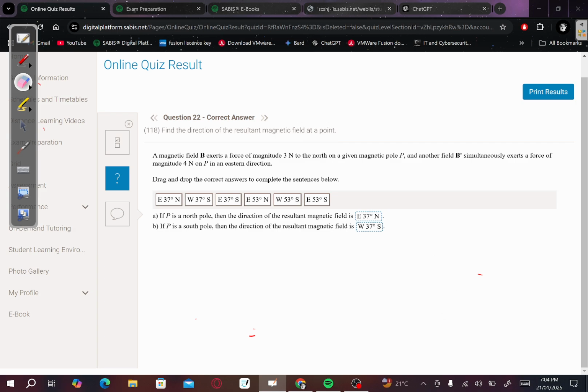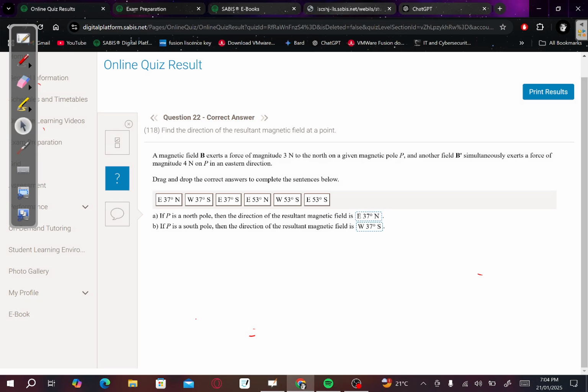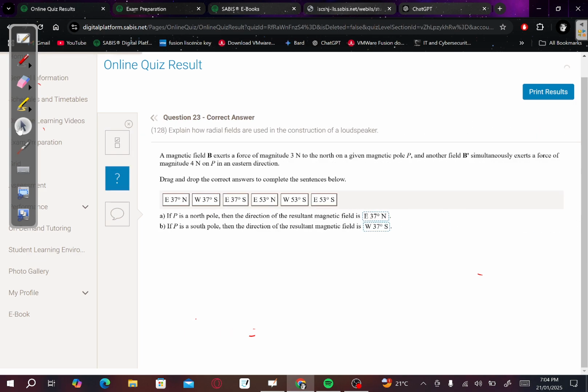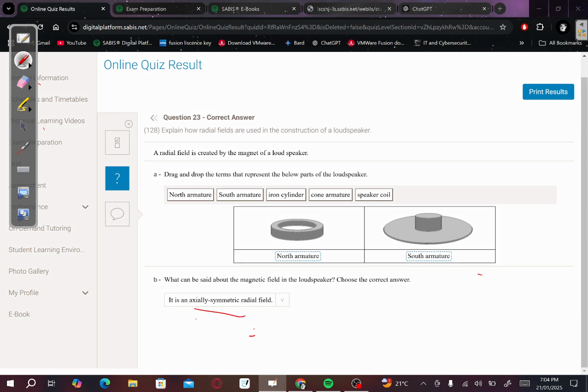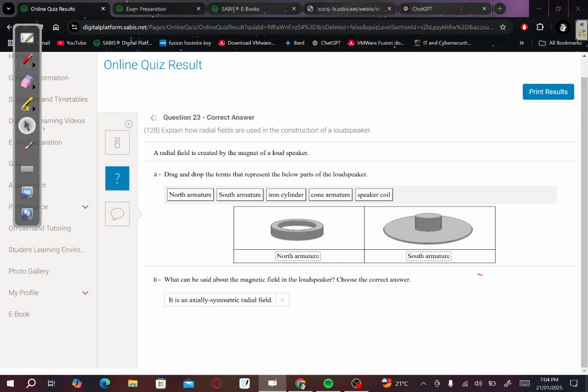So, question 23, correct answer here. This you memorize, the north armature and the south armature. And what can be said about the magnetic field in the loudspeaker? It is actually symmetric. As I said, in the loudspeaker, it's actually symmetric. In the current meter, it is going to be plane symmetric, or plane, yeah, plane symmetric radial. Again, just memorize them. And this is the end of the quiz.